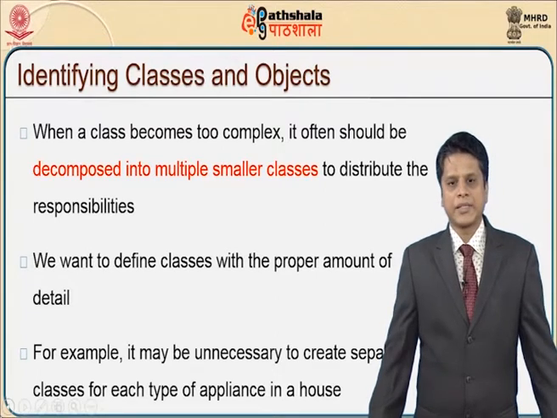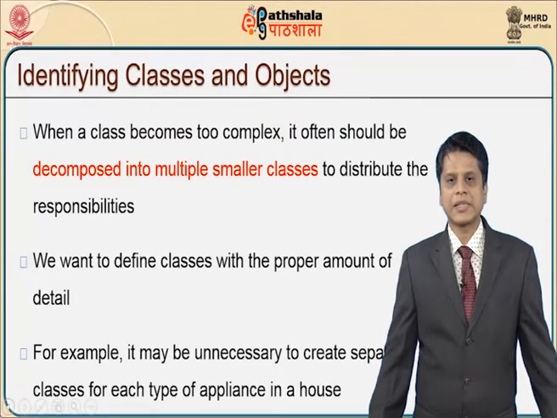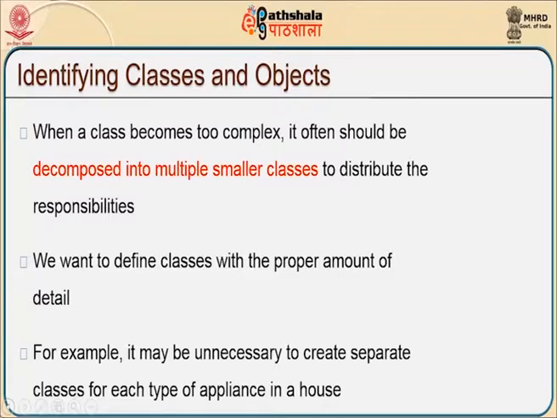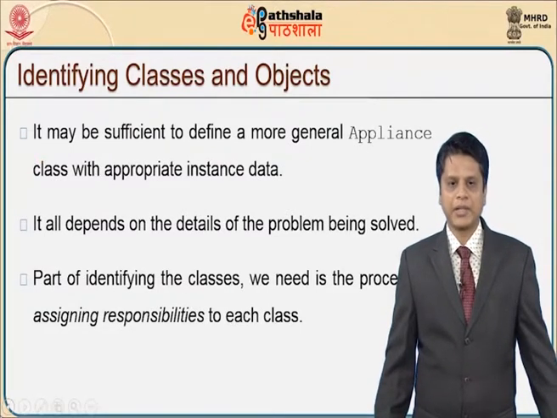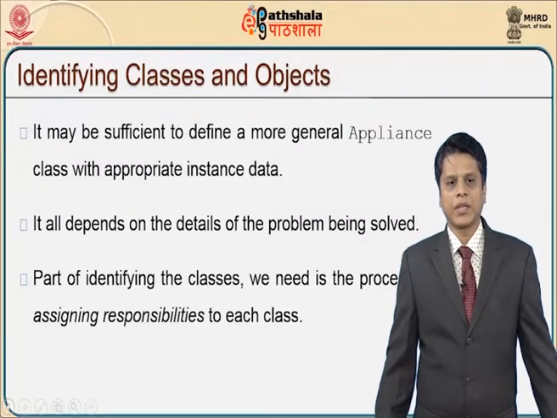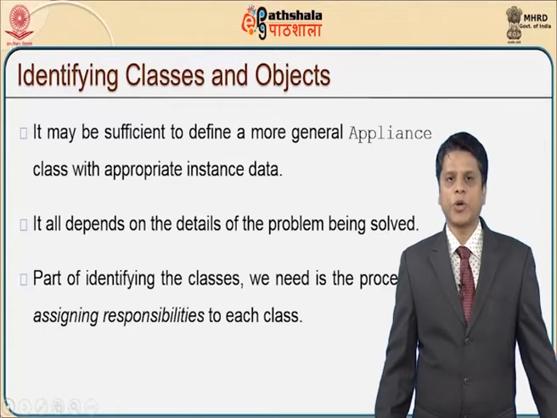When a class becomes too complex, it often should be decomposed into multiple smaller classes to distribute the responsibilities. We want to define classes with the proper amount of detail. For example, it may be necessary to create separate classes for each type of appliance in the house. If you define it like the address that we have mentioned already, and you are about to define the appliances of a house, there could be a lot of utensils available as part of the appliances. You can never mention all these things as separate classes. Instead, you can define it as an object and map it to a class. It may be sufficient to define a more general appliance class with appropriate instance data. Hence, it all depends on the details of the problem being solved.